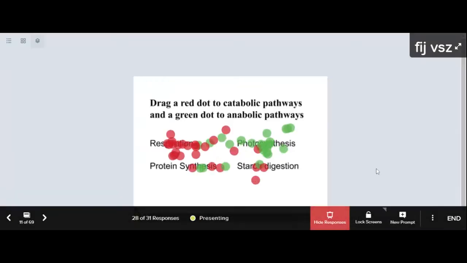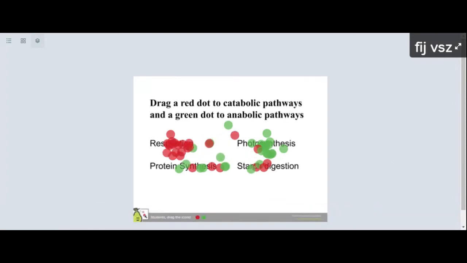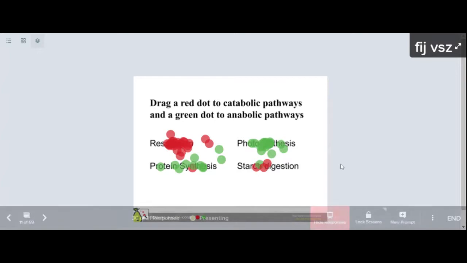Okay. So catabolic pathways are going to be breaking things down. That would be respiration and starch digestion would be red. So respiration and starch digestion are breaking things down. Green dots go to anabolics. Photosynthesis, anything with synthesis usually is going to be anabolic, energy absorbing. You got it. Good job.